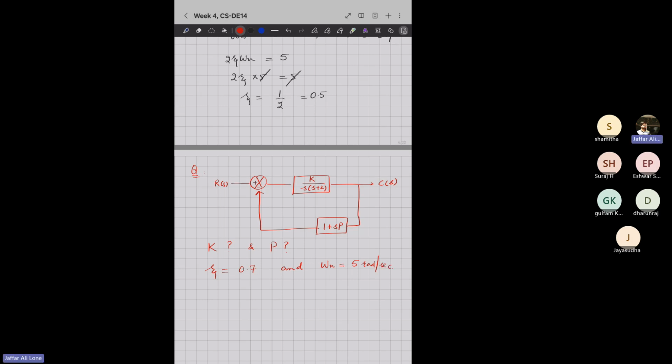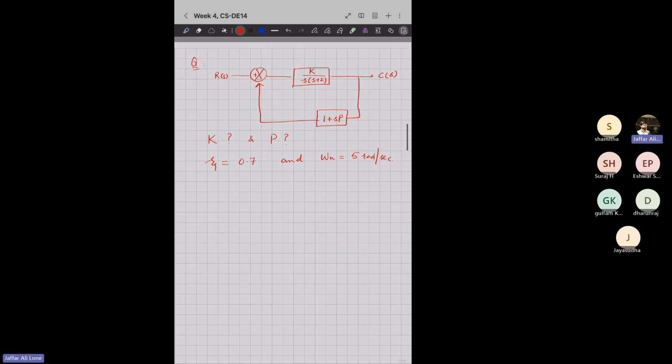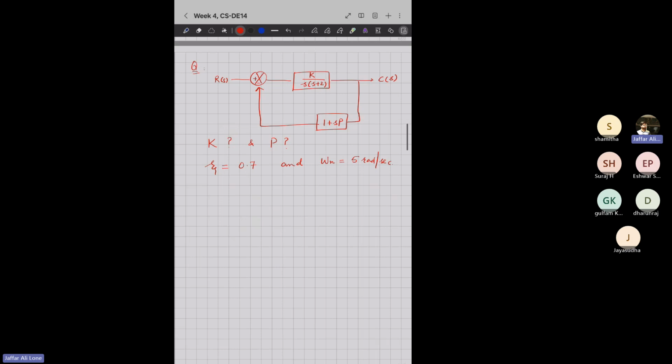Anybody can give me an idea how we should solve it? You should be able to give me an idea at this stage because we have solved 2 questions. It's not that difficult. See, what is G of S here? So first you need to find out closed loop transfer function. Very good. Then from that we need to identify natural damping.